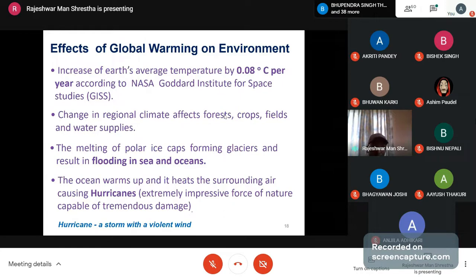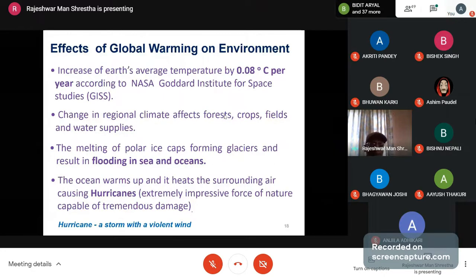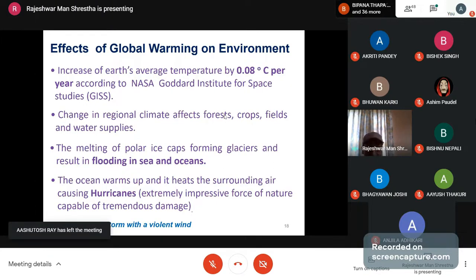And global warming changes the regional climate, and that affects forest, crop, field, and water supply. Forests burn, crop production becomes less, and fields dry up. Then there is disturbance in water supply. Then global warming causes melting of polar ice. When polar ice melts, it forms glacier, and the glacier then goes to the sea and ocean. Then that will increase the volume of water and cause flooding in the sea and ocean.